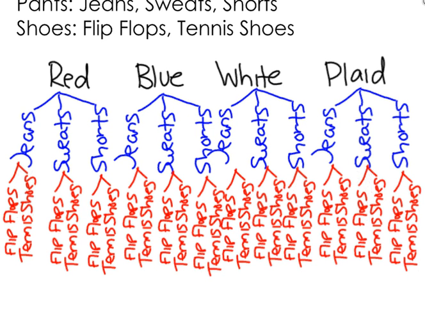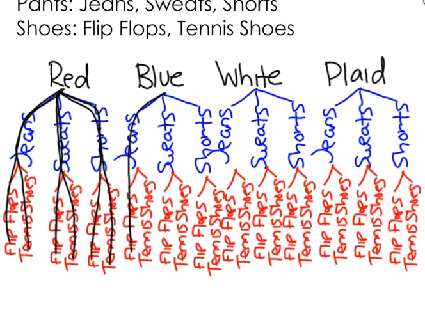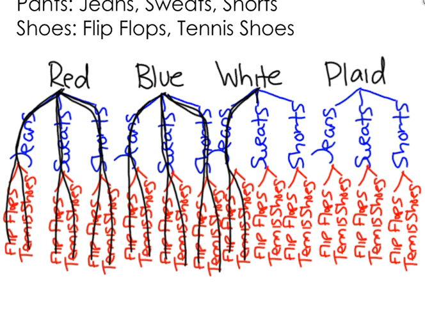We can go ahead and count up all of those possible routes. So we could have red shirt, jeans with flip-flops, red shirt, jeans, tennis shoes, red shirt, sweats, flip-flops, red shirt, sweats, tennis shoes, red shirt, shorts, flip-flops, red shirt, shorts, tennis shoes. And then we can continue that all the way down, and every single complete branch is going to represent a possible outcome. If we were asked to write down what the sample space is, then we would need to list all of these outcomes.